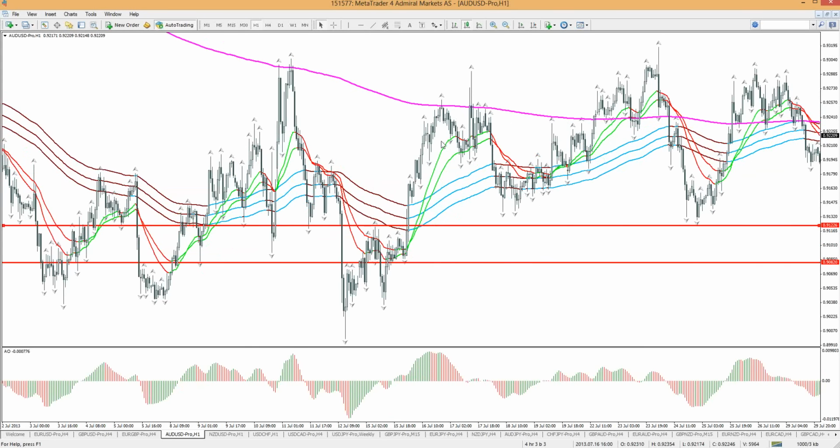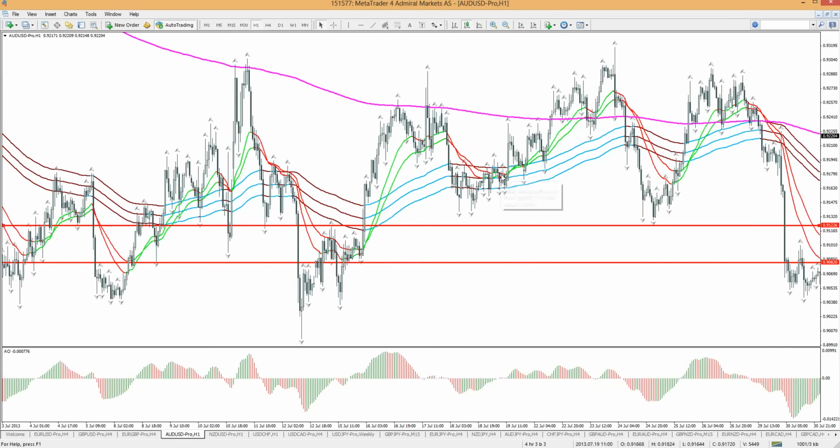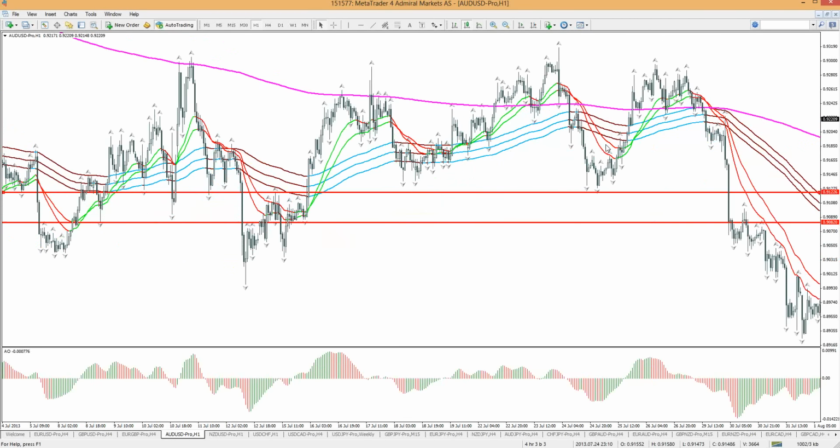That would have been a loss. Let's see. This is all no trades. Here, no trades, because the impulse is still in the trend. No trades, no trades, no trades. So you see it does pretty well.